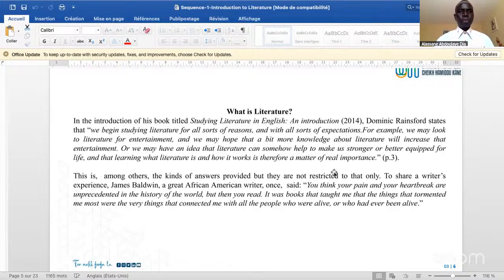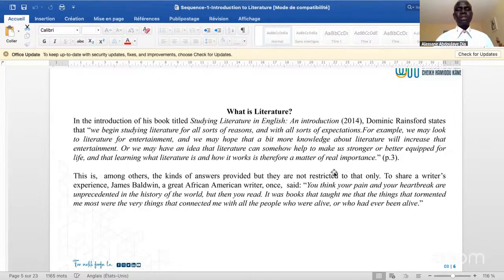I quote, we begin studying literature for all sorts of reasons and with all sorts of expectations. What does it mean? When we learn literature, we have different reasons, so many reasons why we learn. And the reasons are personal and specific. I may read a piece of literature for my own purpose, maybe to find consolation, to find knowledge.